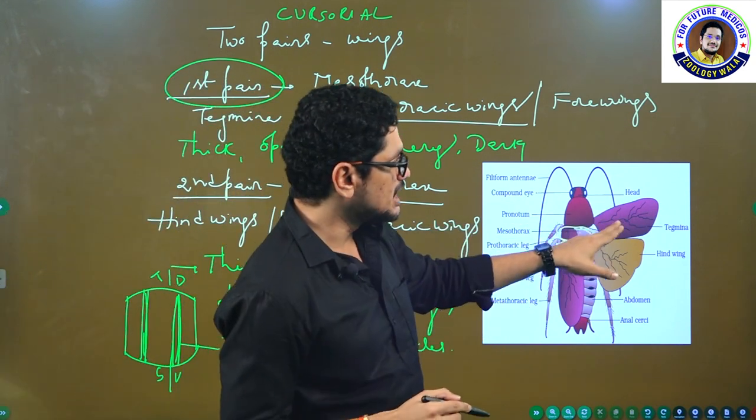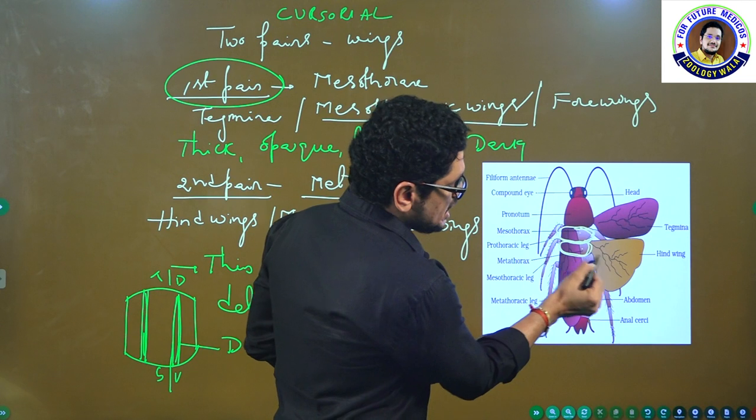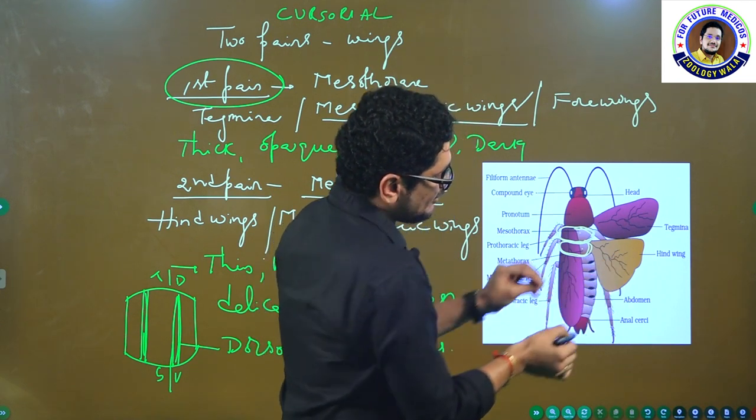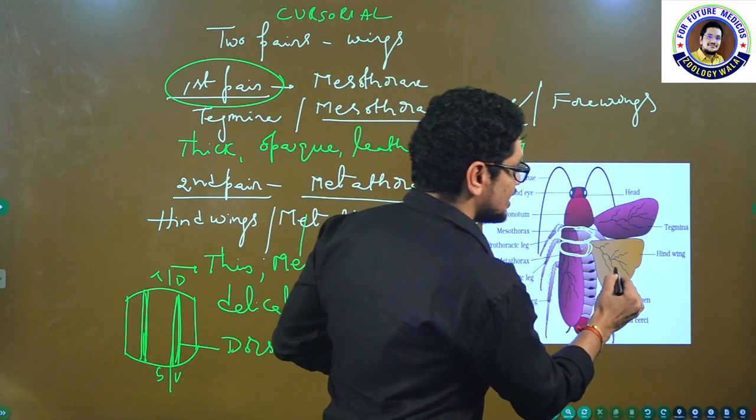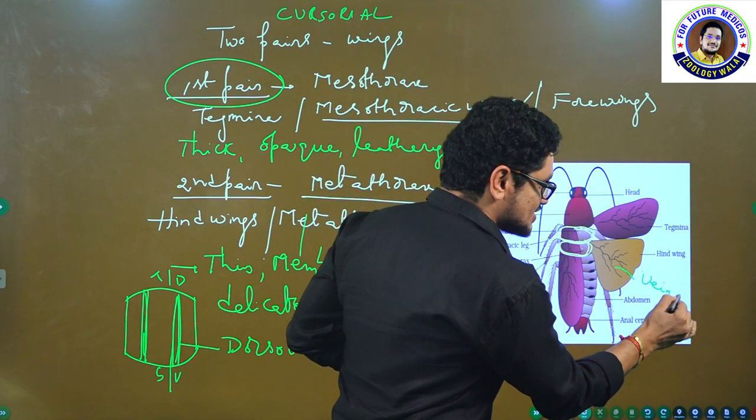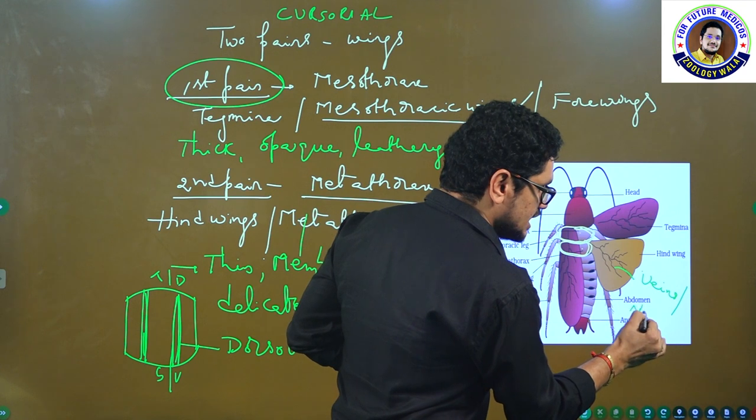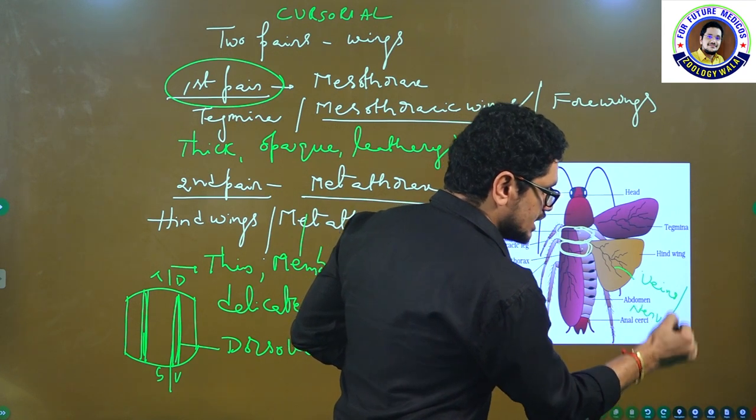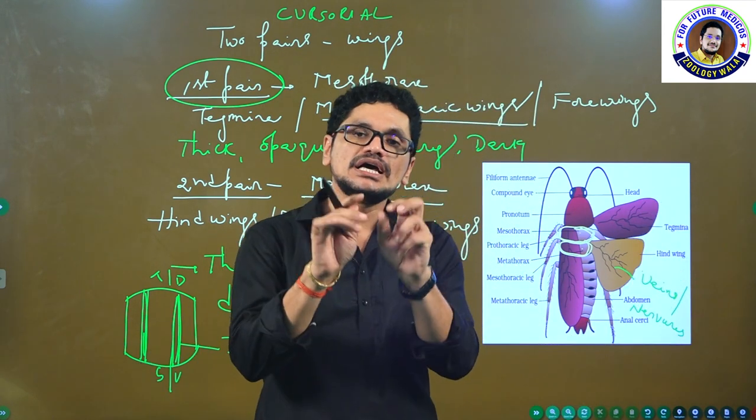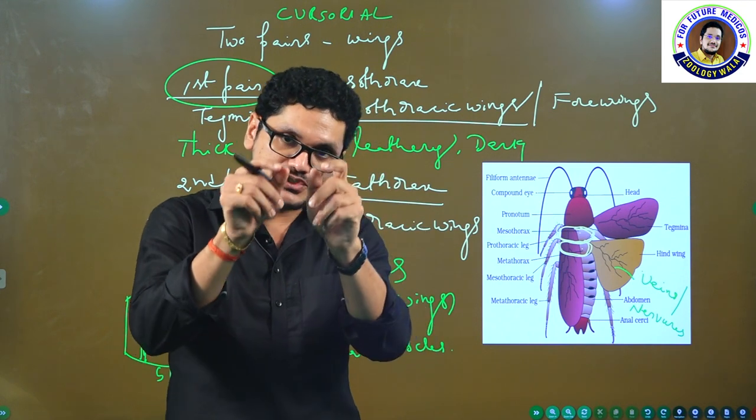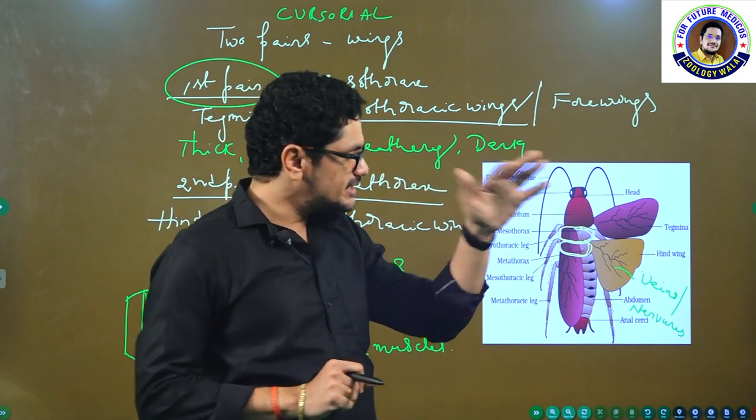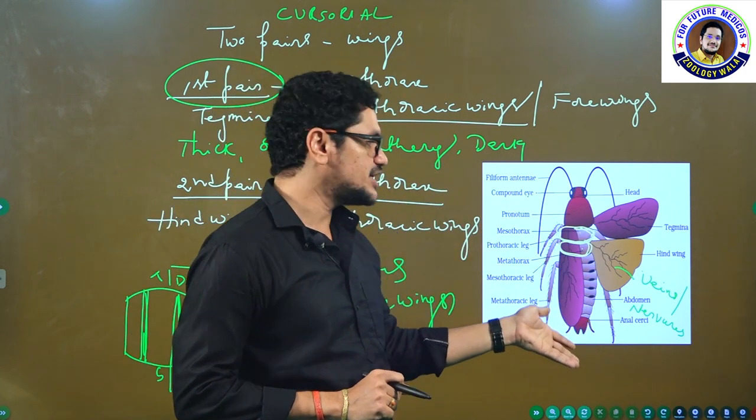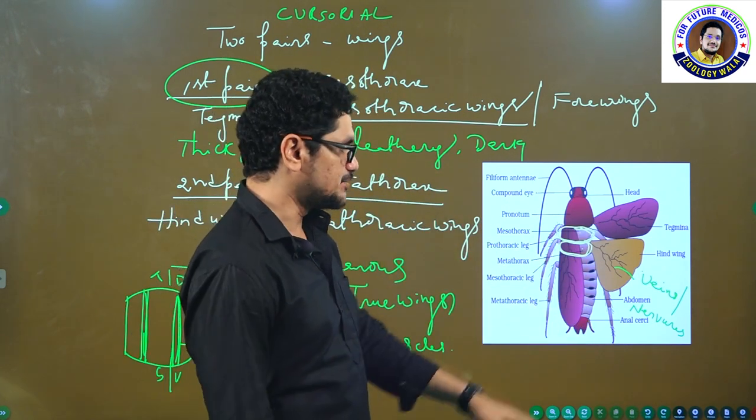See this, tegmina, and these are the hind wings. You can see fine tubes also. Have you seen this? Something like the veins of the leaf. Here also veins are present. And in fact, these are also called veins, or nervures, N-E-R-V-U-R-E-S. They are also skeletonized tubes, useful for sending air also. And so many important issues are also there, but these are not important from the NEET point of view.